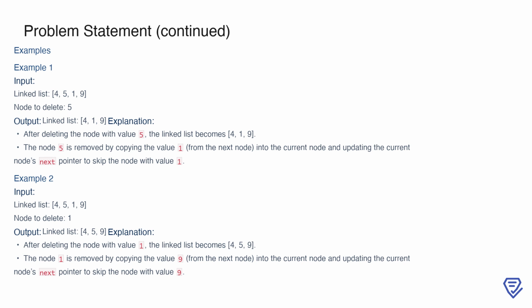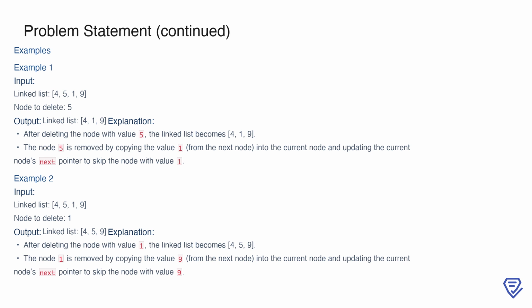Let's look at some examples to understand the problem better. In the first example, we're given a linked list with nodes 4, 5, 1, 9, and asked to delete the node with value 5. To achieve this, we copy the value from the next node, which is 1, into the current node. Then, we adjust the next pointer of the current node to skip over the next node, effectively removing it. The resulting list becomes 4, 1, 9.